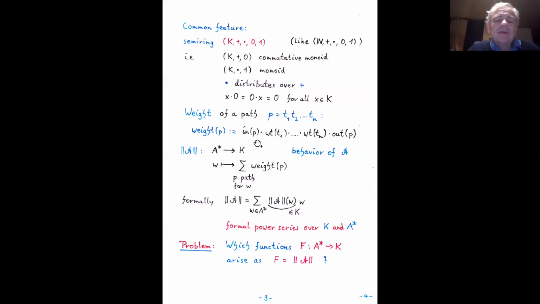Then the weight of a path is defined by, well, taking the cost for entering the path, then the weights of the transitions, and then the cost for leaving the path, and multiplying all of them. And the behavior is given by the following function. For any word, we look at all the paths realizing the word, take the total weight given in this way, and then we sum it up. Yeah, and formally this may be written in this way, and some authors call it a formal power series over K and A star. And then the problem is which functions arise as behavior, as quantitative behavior of these weighted automata.